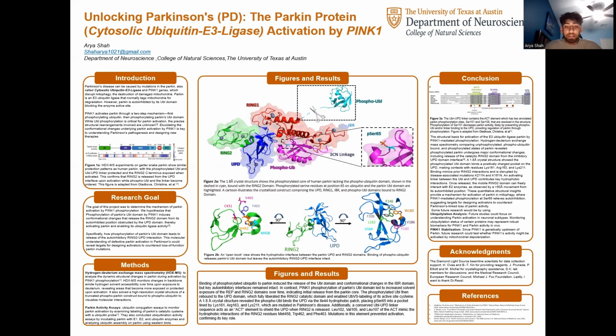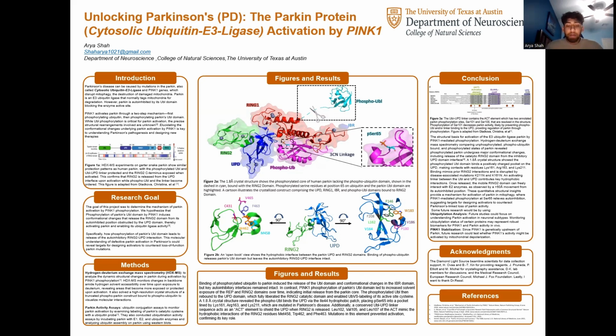High resolution crystal structures allow us to visualize exactly how phosphorylation leads to the RING2 release at a molecular level. Phosphorylation occurs on Parkin's ubiquitin domain at serine 65 by the upstream kinase PINK1. This phosphoubiquitin then binds to the pocket of the UPD domain. In this pocket, phosphoserine 65 makes key contact with the residues lysine 161, arginine 163, and lysine 211. Disease mutations at these sites prevent activation.